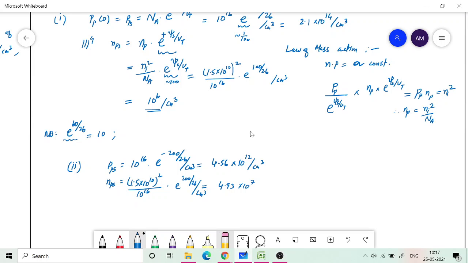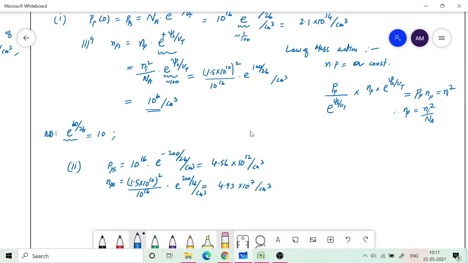So 200 is like 3 times 60, I mean 180, 3 into 60 is 180. So you will get around 10 into 10 into 10. So that is more than 1000. By a factor of 1000 you multiply.